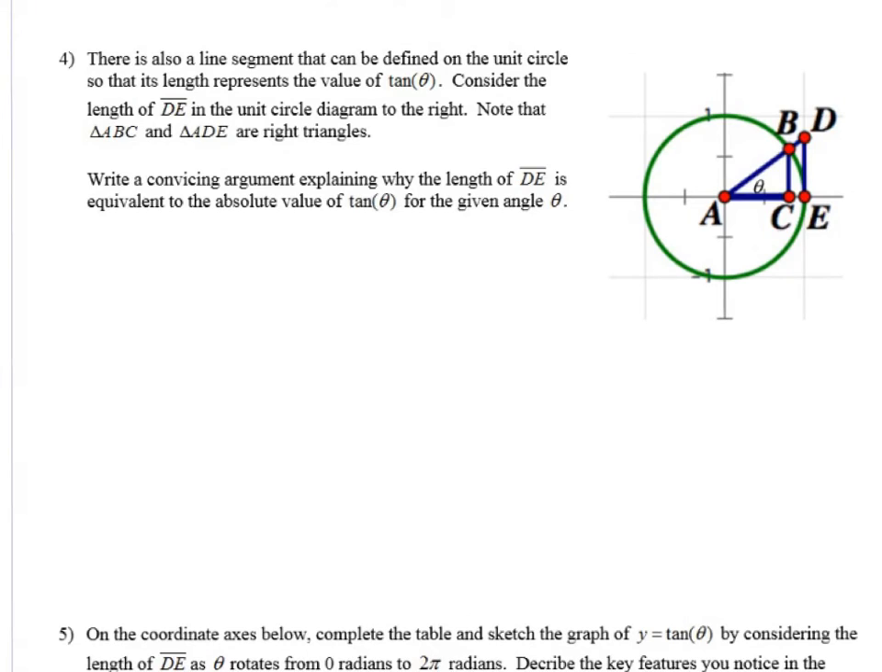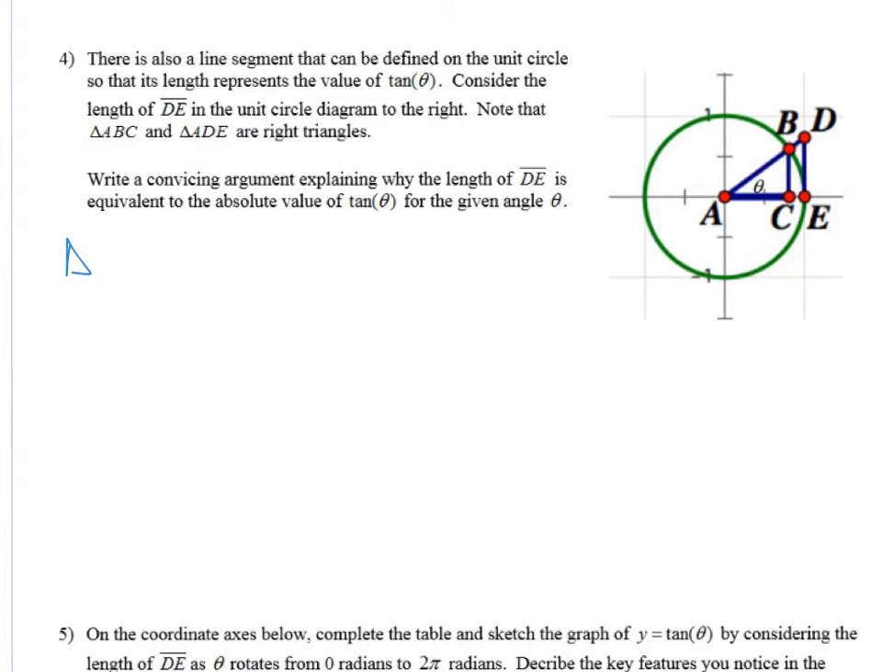Okay, so we're going to work through number 4 together. What they've given us here is a similar picture to 3. And there's a line segment in the unit circle. So instead of doing the radius out to AB on the hypotenuse, we can use the radius A to E. And then your hypotenuse goes a little bit past the circumference of your circle. So we want to explain why DE is equivalent to the absolute value of tangent theta.